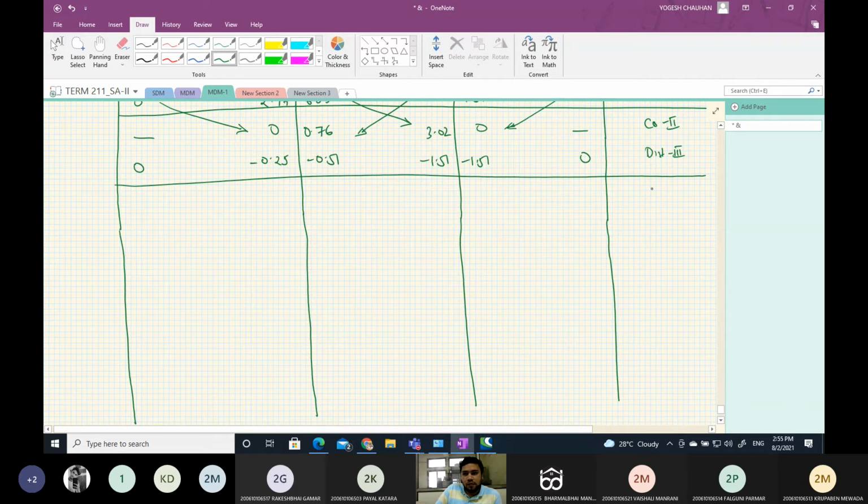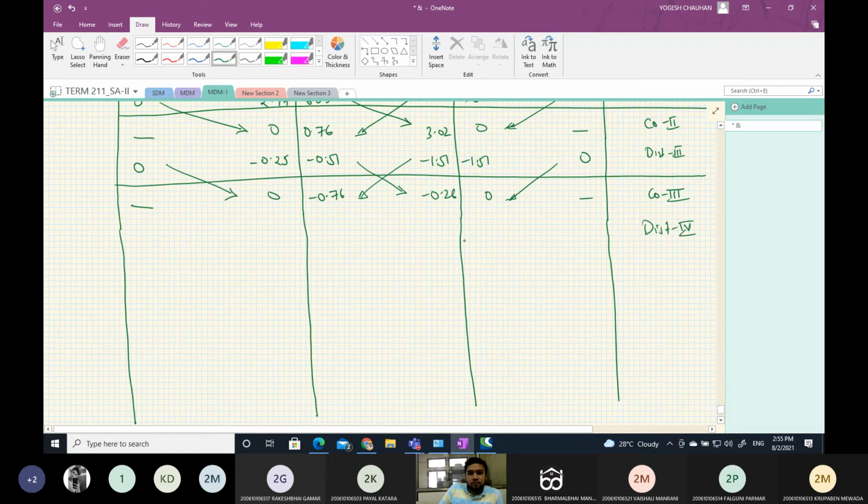So let us take one more cycle. Carry over 3: 0, dash. This cannot be carried forward, this will be carried forward here, dash, 0, minus 0.76, minus 0.26.